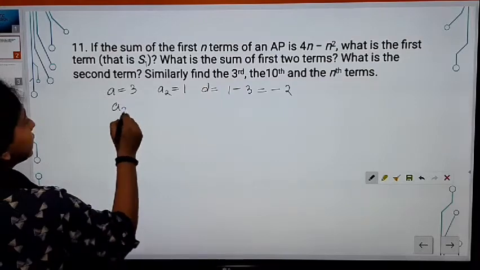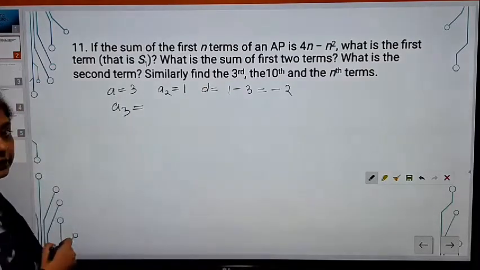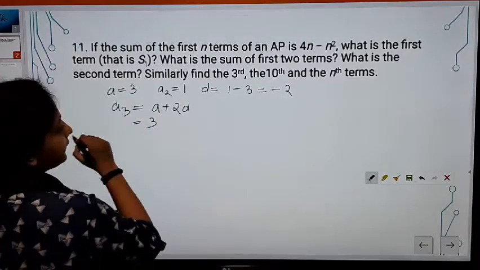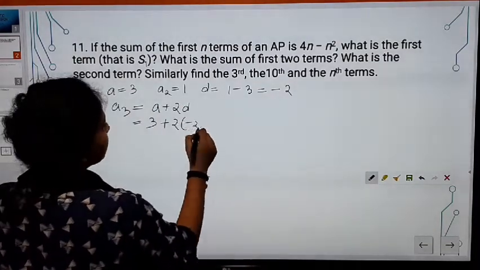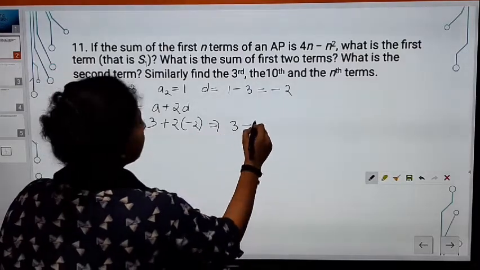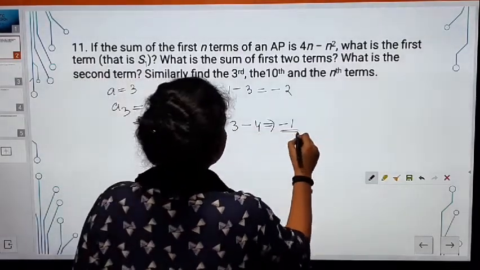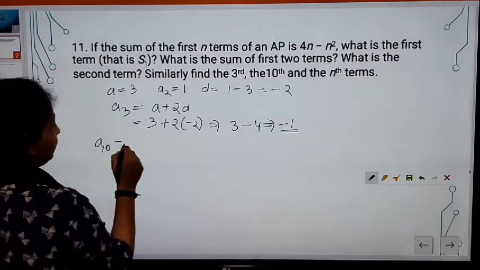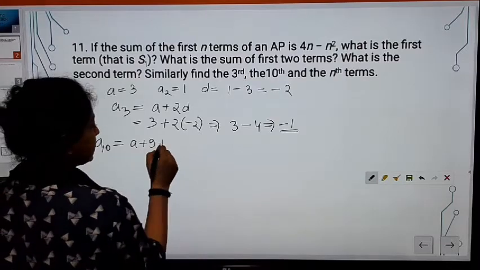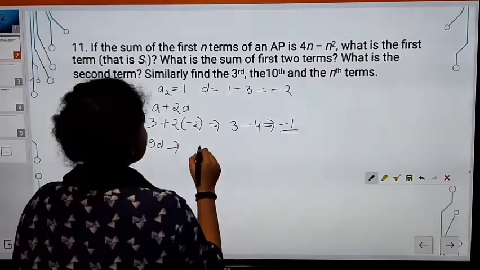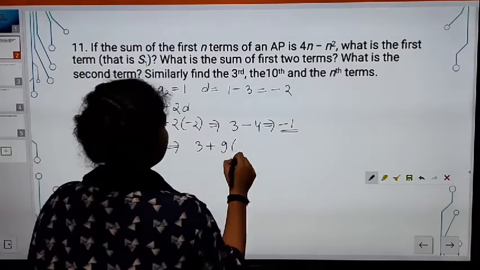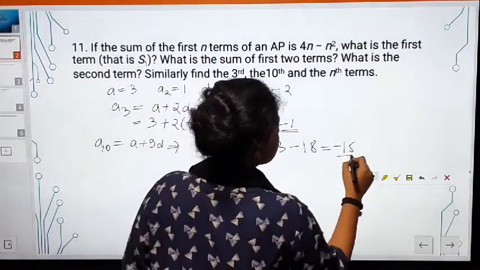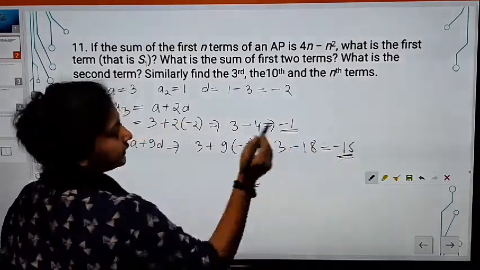Now, what is the formula for the third term? A plus 2 into D. In place of A I'll write 3, in place of D I'll write minus 2. So this gives me 3 minus 4 equal to minus 1. This is our third term. For the 10th term, I can apply the formula A10 equals A plus 9 into D. This gives us 3 plus 9 into minus 2, that is 3 minus 18, which is minus 15. So this is the third term, this is the 10th term.